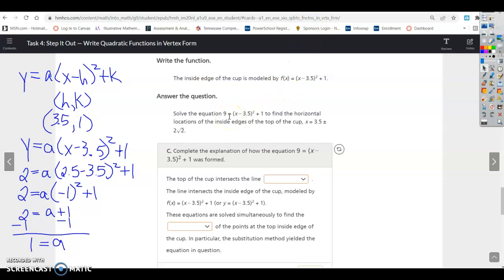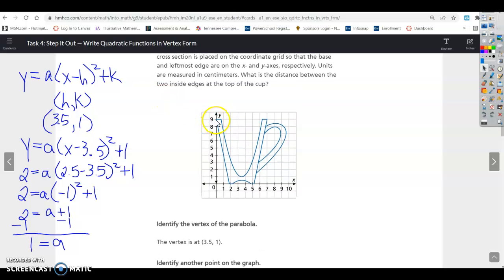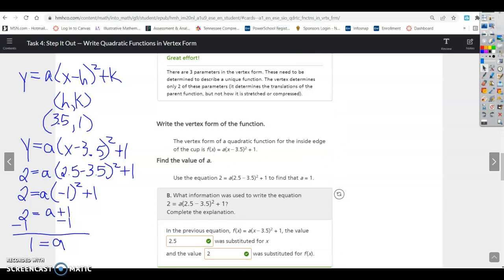All right, so answer the question. It says solve the equation 9 equals x minus 3.5 squared plus 1 to find the horizontal location of the inside edge of the top of the cup. X equals 3.5 plus or minus the 2 square roots of 2. All right, so why are they using 9 equals? If you go back up here and look, okay, so 9 is like this line here is y equals 9, and that's where the coffee cup intersects the graph there.